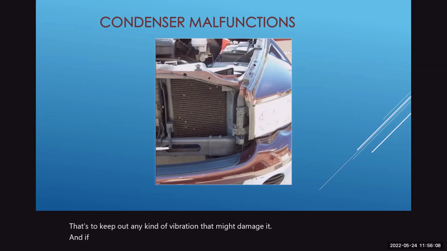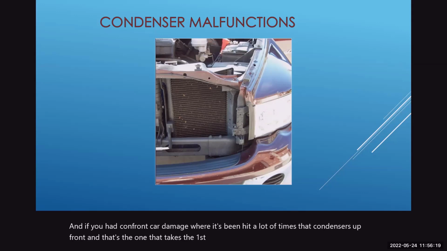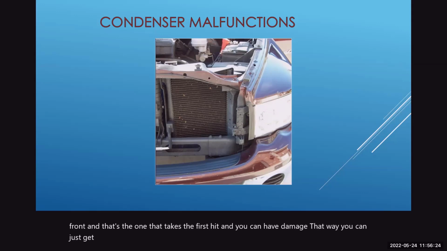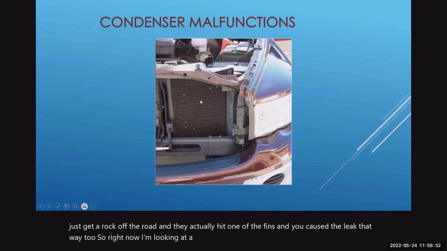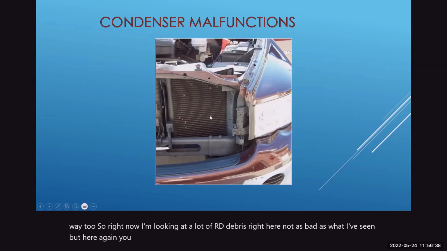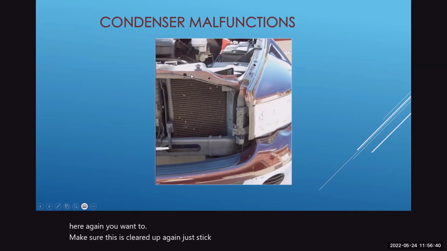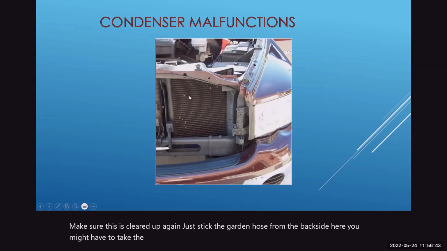And if you've had front car damage where it's been hit, a lot of times that condenser's up front, and it's the one that takes the first hit, so you can have damage that way. You can just get a rock off the road that hits one of the fins and causes a leak that way too. Right now I'm looking at a lot of road debris. Not as bad as what I've seen, but here again, you want to make sure this is cleared out. Just take the garden hose from the backside. You might have to take the radiator and push it forward a little bit, but you can clear out a lot of this just by doing that.